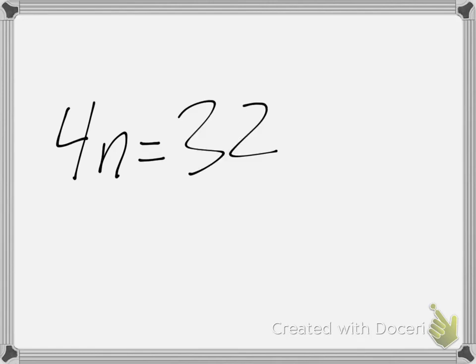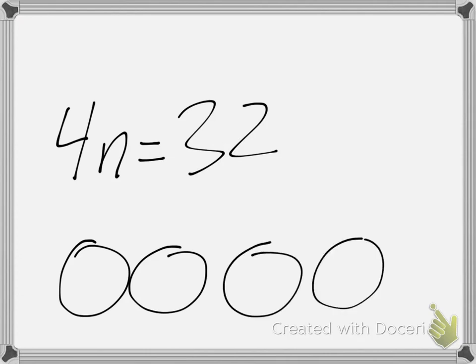So let's say we have a question that says 4n equals, let's say, 32. What it's saying is that you've got a group of n, a group of n, a group of n, so you've got 4 groups of n. So there's 1n, 2n, 3n, 4n, right? How do we get rid of 4 groups?